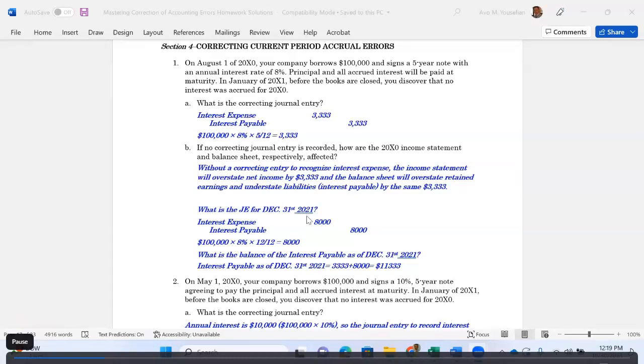And my answer will be what? $100,000 borrowing times 8% times 12 months out of 12 months. This is the whole year, right? The second year is the complete year. The first year was borrowed in August, but the second year is the whole year. So that's $8,000. So for the second year, you need to record an adjusting entry to recognize interest expense, $8,000 debit, and interest payable credit.